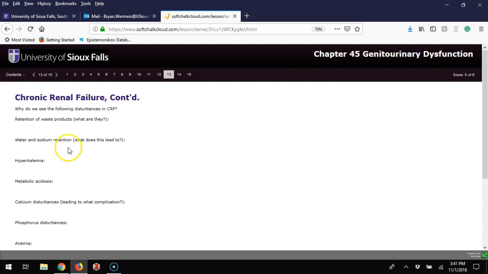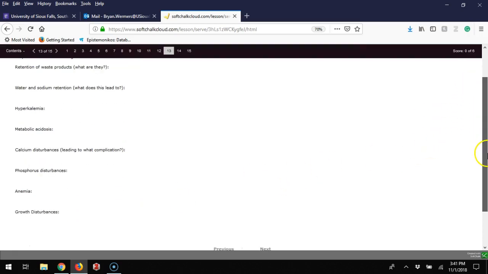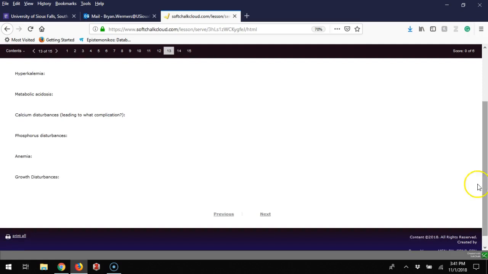So we talked about hyperkalemia before. We talked about acidosis because of metabolic disturbances. We talked about calcium and having that build up, as well as phosphorus. So with chronic kidney disease, if the kidneys are diseased bad enough, just like in the other things that we talked about, this can lead into a problem with erythropoietin, and this can cause anemia. And then, of course, it can affect your growth hormones too.